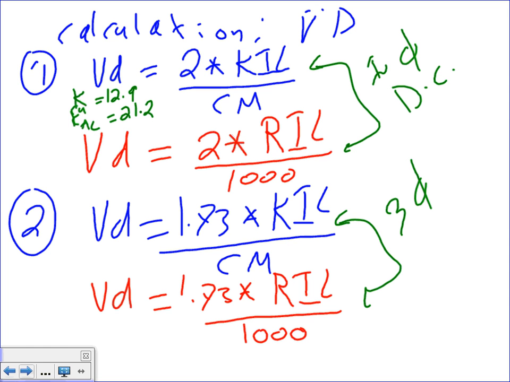Any questions, guys, about the criteria? Write them down, bring them to the test. So K equals 12.9, and KAL equals 21.2. It's on page 122 in your Walt book.